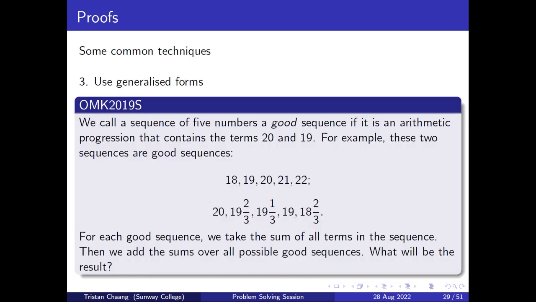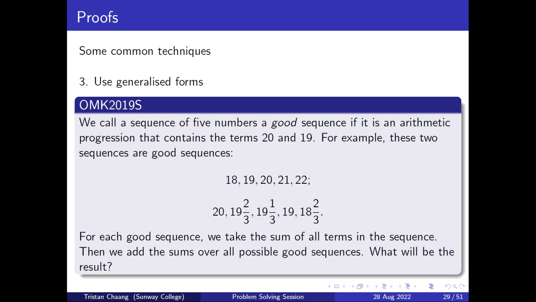This one is quite a hard one. So this one is 2019, too long. It's quite hard because it will be quite intertwined, a lot of variables. But let's see this. We call a sequence of 5 numbers a good sequence if it's an AP that contains 20 and 19. So these 5-number sequences are what they call good sequences.